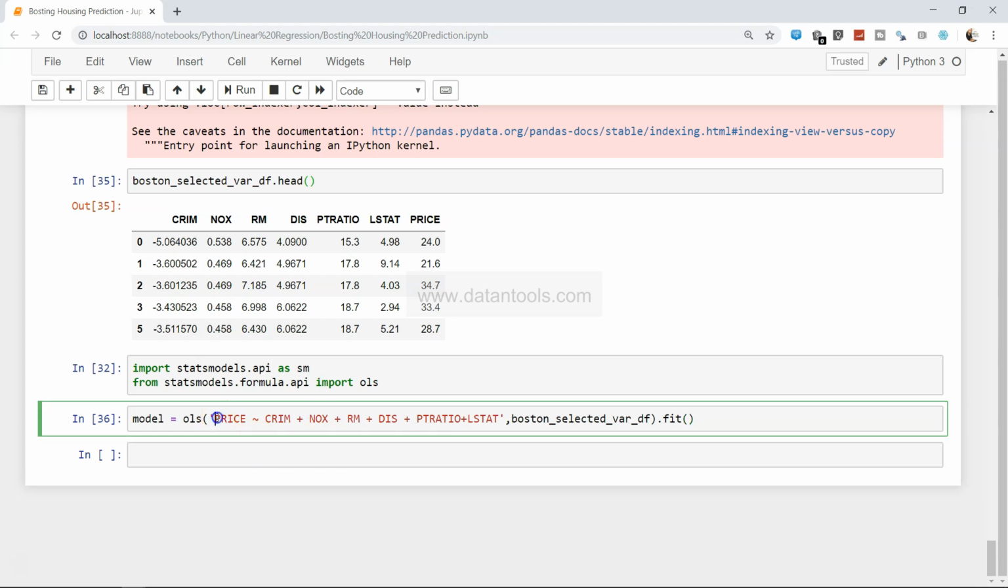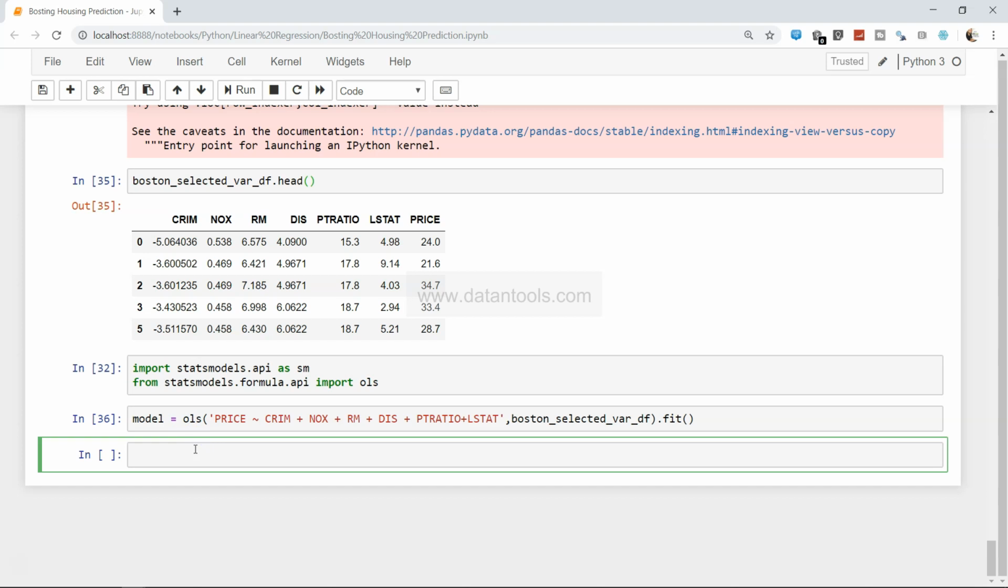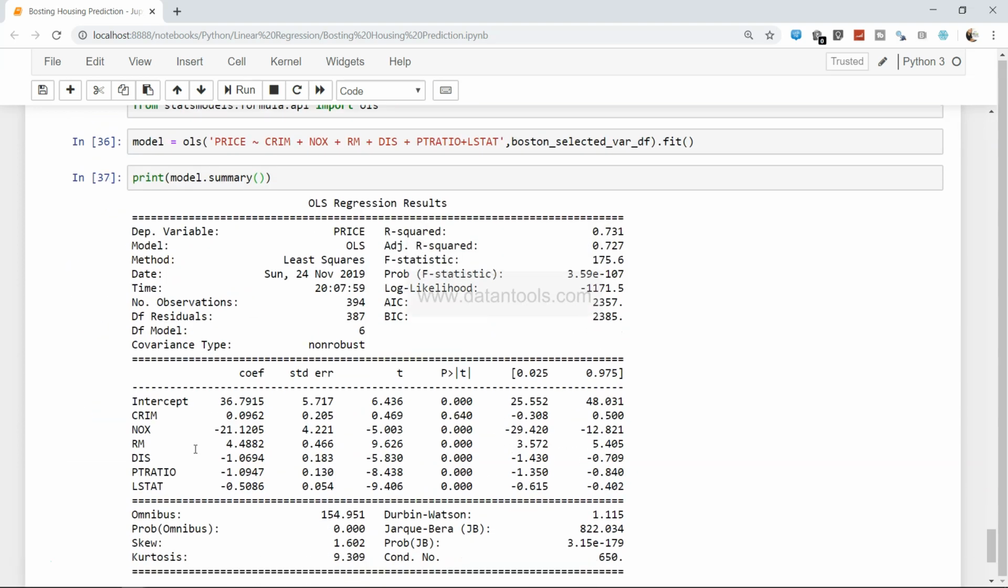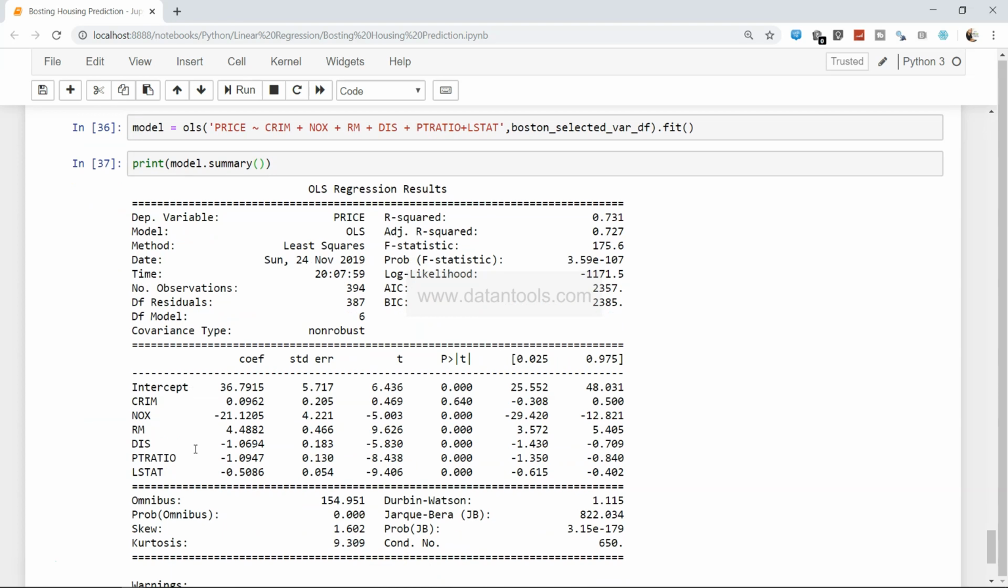To rephrase this simply, we want to predict the price, that's why we have used this first. It's basically a notation that says predict this variable using these variables of this data set and fit the ordinary least square model, which is a linear regression. So what we can do now is print the model dot summary, and once we print this, it's a pretty well formatted summary.